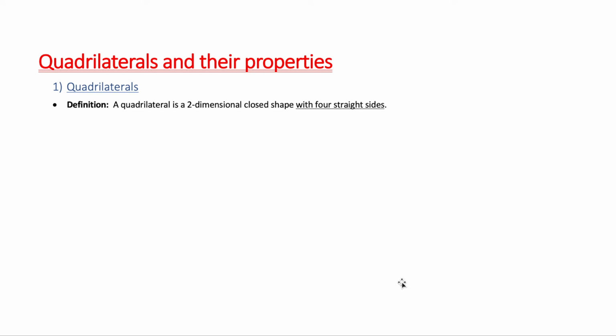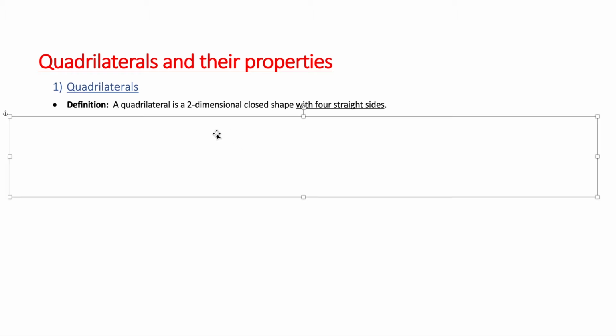Girls, let's start our unit on quadrilaterals and their properties. So let's start first with the definition of what is a quadrilateral. A quadrilateral is a two-dimensional closed shape with four straight lines. We're going to see how we classify these quadrilaterals.